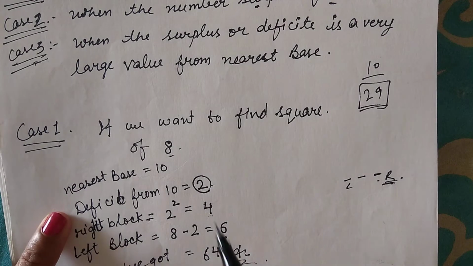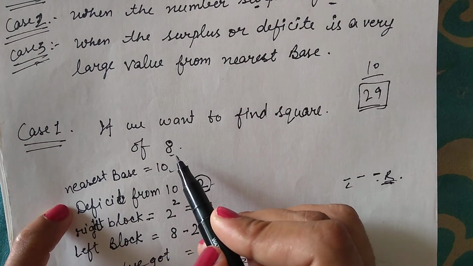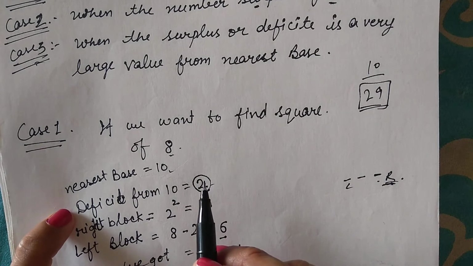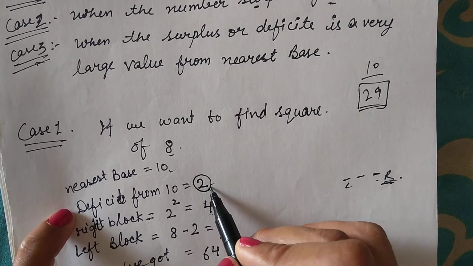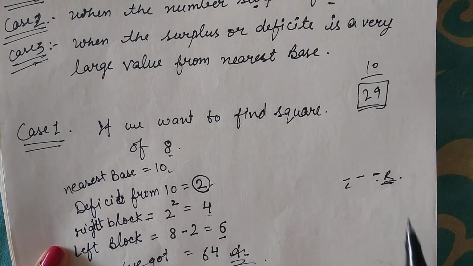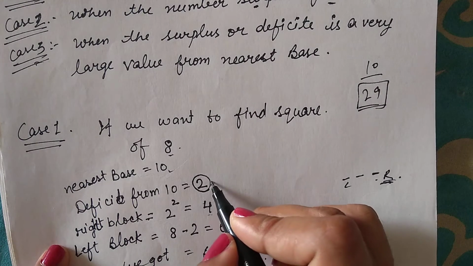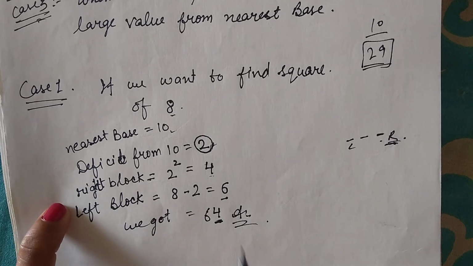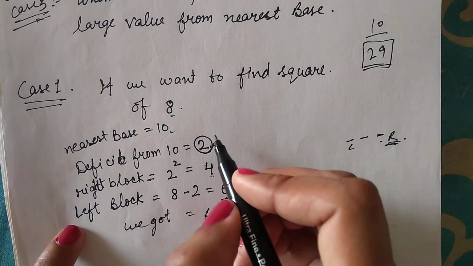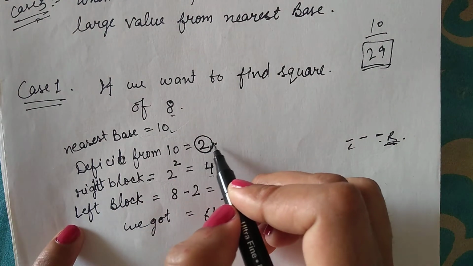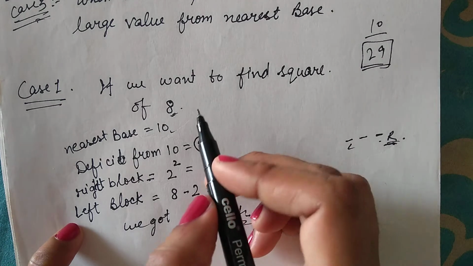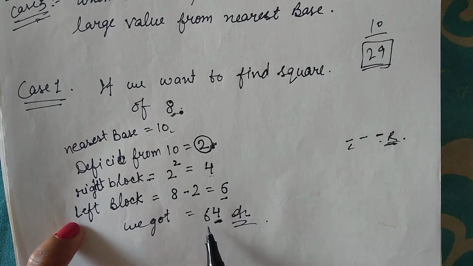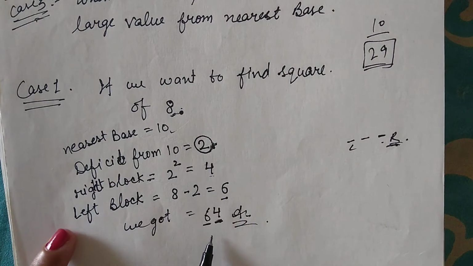I explain again. First we find the nearest base. 8's nearest base is 10, and now we find the deficit of the number from 10. How much is it less than 10? That is 2. So now our right hand side number is the square of this deficit, 2 square, that is 4. And on the left block side we just subtract this deficit from the number whose square we want to know, 8 minus 2, that is 6. So 64.